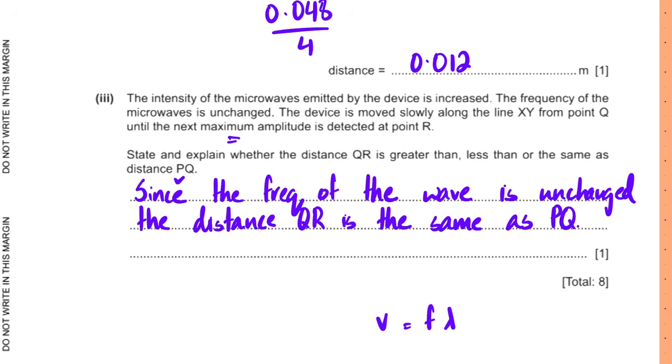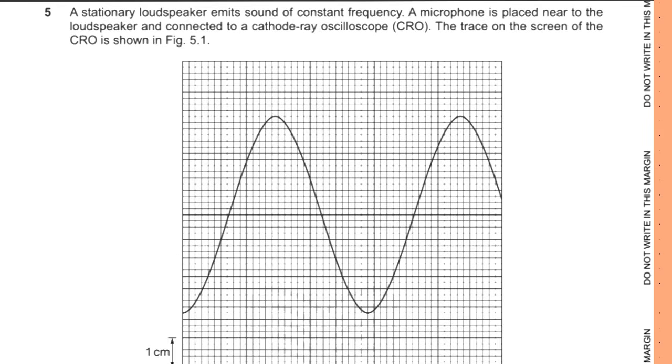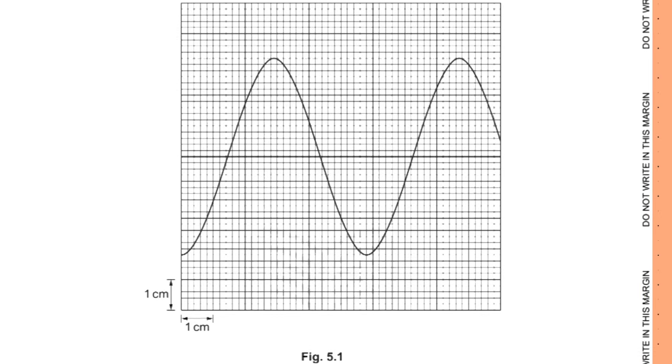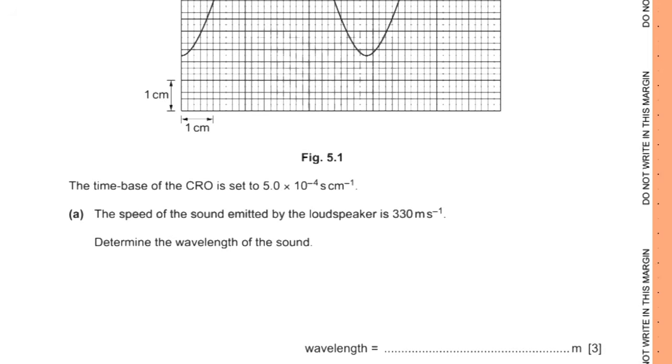Let's go on. Question number 5 now. A stationary loudspeaker emits sound of constant frequency. A microphone is placed near to the loudspeaker and connected to a CRO. Trace on the screen of the CRO is shown in 5.1, and you also have the scale shown here. Time base is given, speed of sound is given, and we need to find the wavelength.